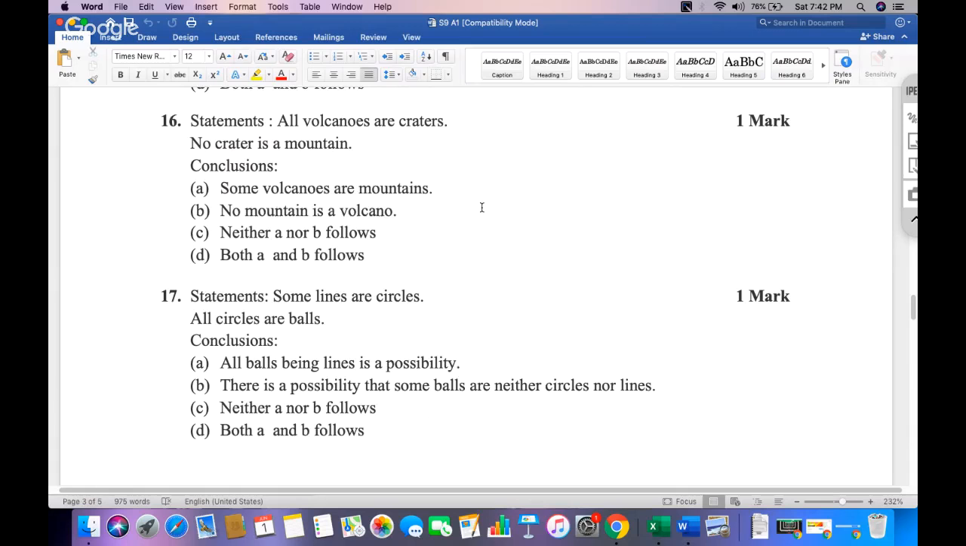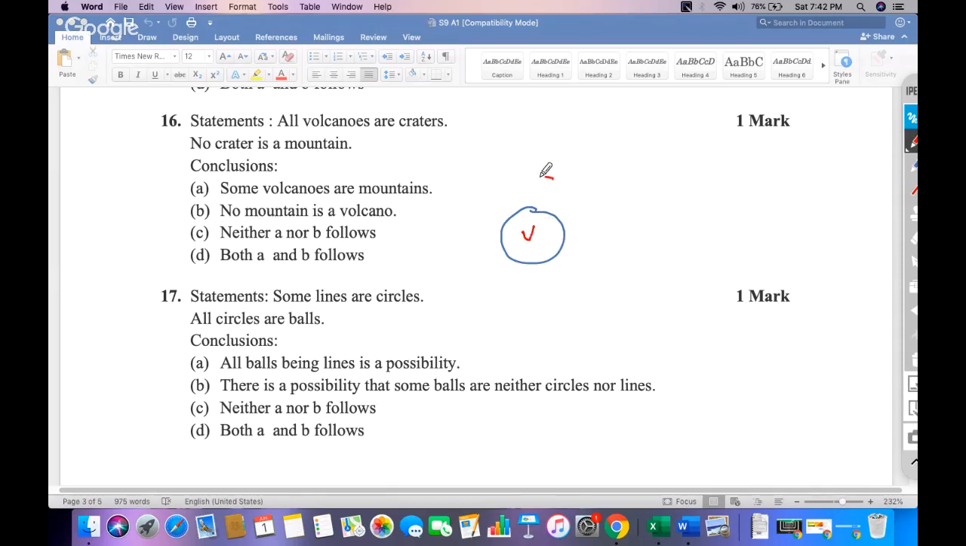Okay, so this question number 16 is very clear cut. All volcanoes are craters. So these are volcanoes and these are craters. Now no crater is a mountain. So try to understand, when a set does not have relationship with another set, the subset volcano will not have any relationship with mountain. So some volcanoes are mountains is definitely wrong. No mountain is a volcano is definitely right. So only option B follows.